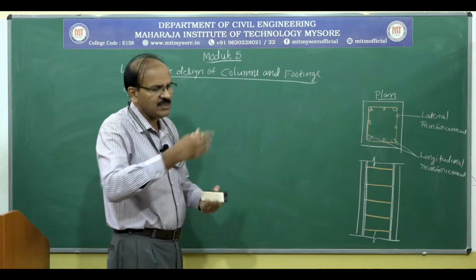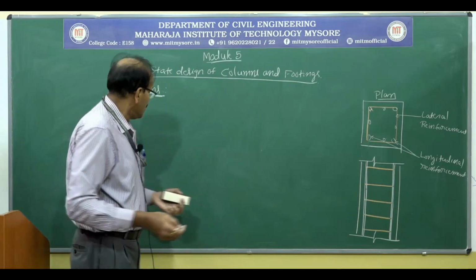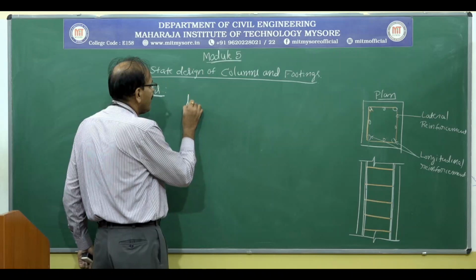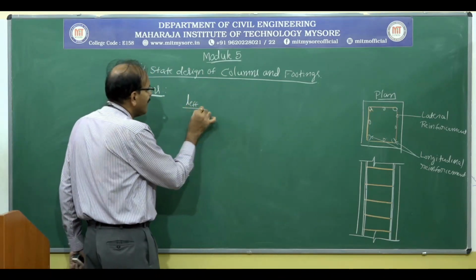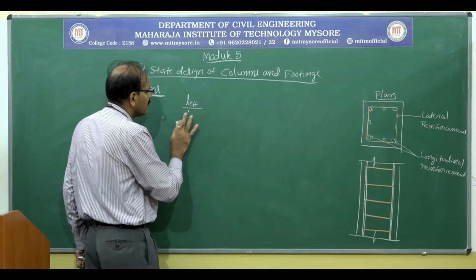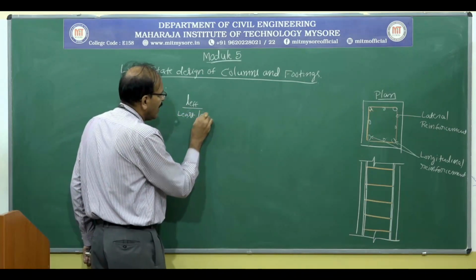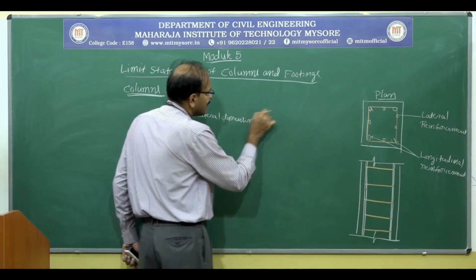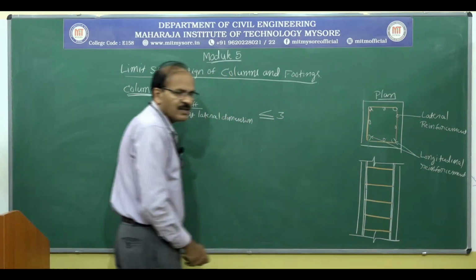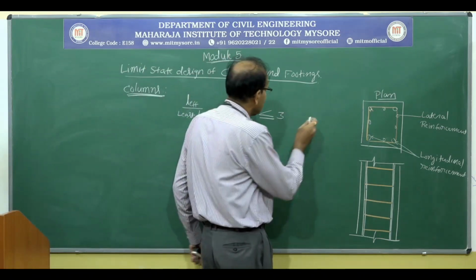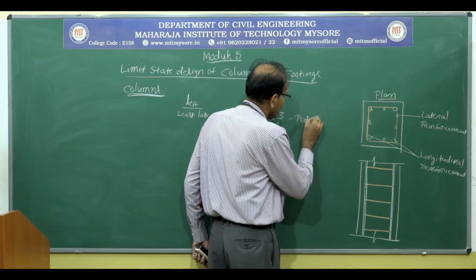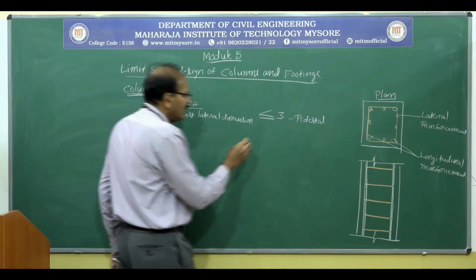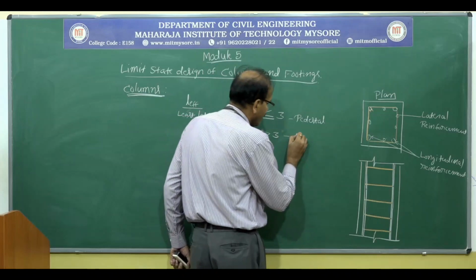Then coming back to the classification of columns. See, what the code says is, if the column effective length to the least lateral dimension is less than or equal to 3, then that compression member is considered as pedestal. If this value is greater than 3, then it is a column.